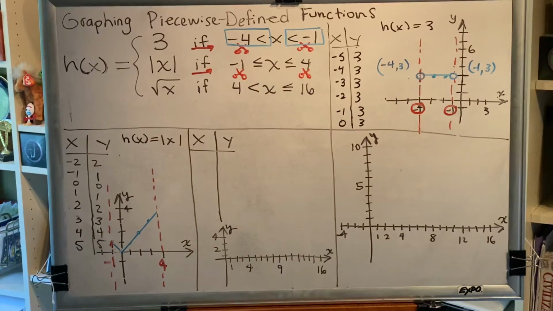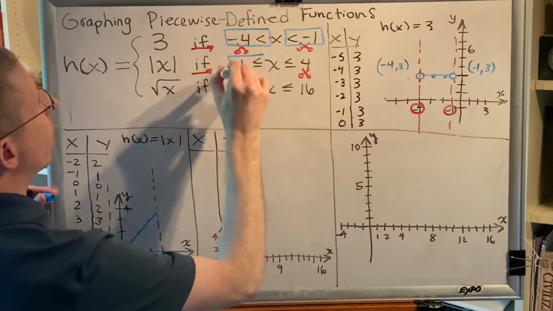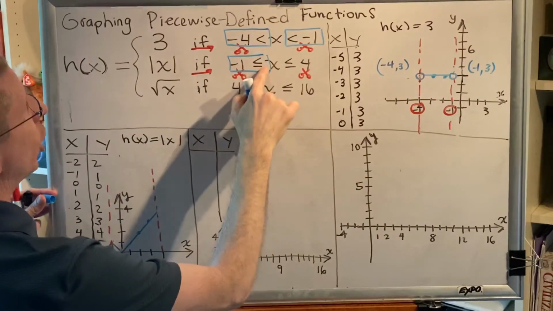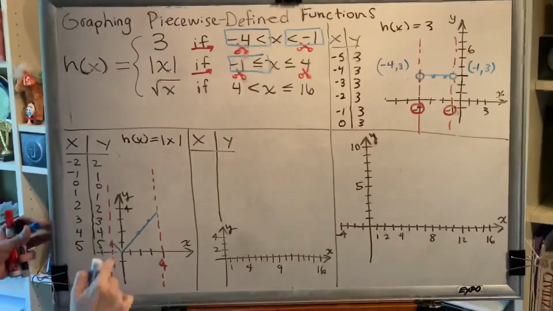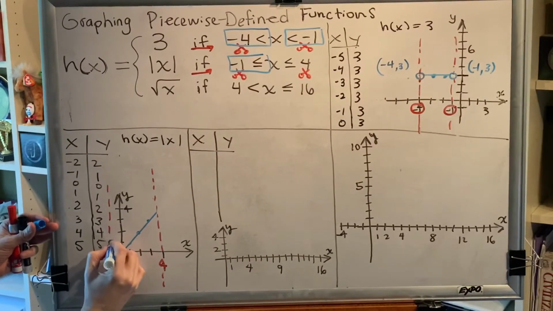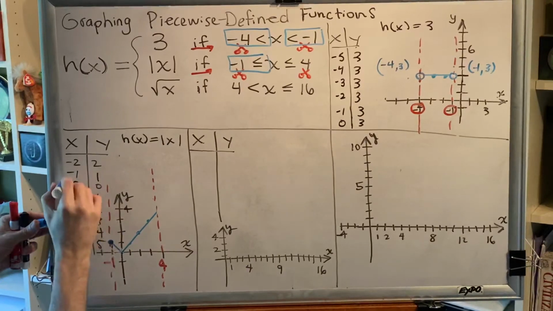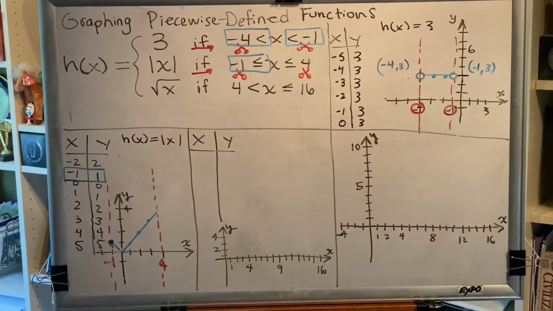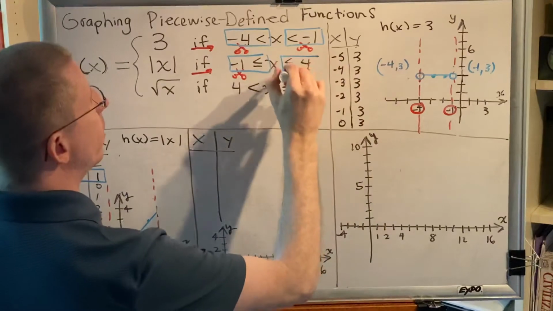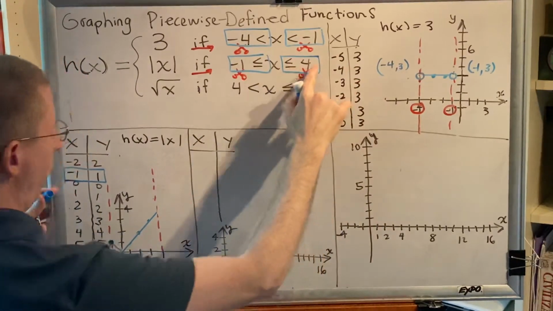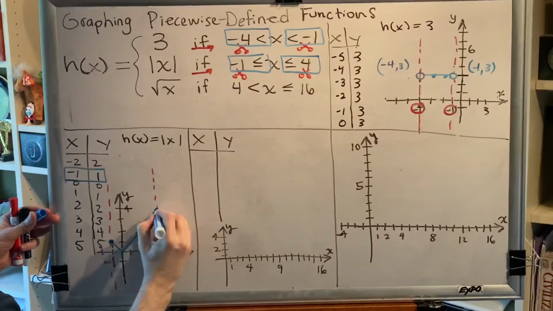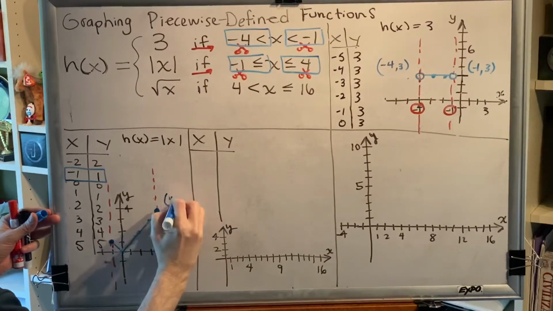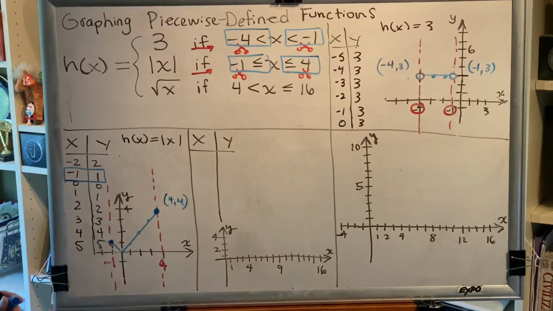All right, and now we have to put open and closed dots where the curve meets the cut. So we have a -1 is a closed dot where the blue curve meets the red cut. So we get a closed dot here at location -1, 1. And over here, we see that we have a closed dot at 4 where the curve meets the cut. And so that would be at this location, which is at coordinates 4, 4.